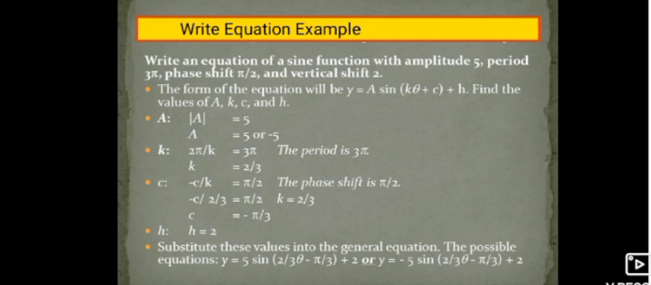a is equal to 5 or negative 5. k: 2 pi over k equals 3 pi, so k is 2 over 3. Negative c over k is equal to positive pi over 2. Negative c over 2 over 3 is equal to pi over 2. c is equal to negative pi over 3. And h is equal to 2.